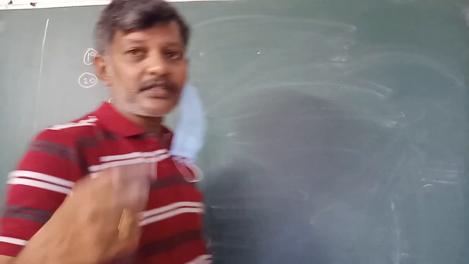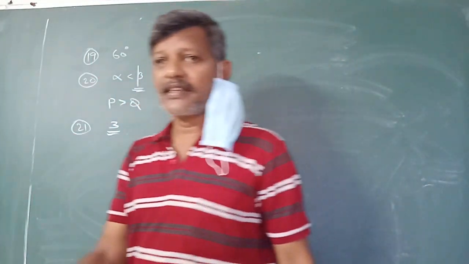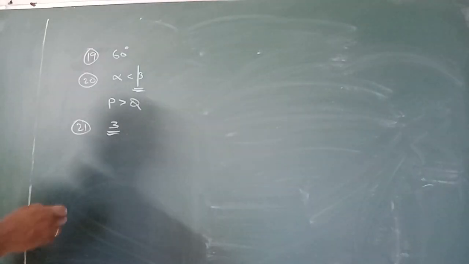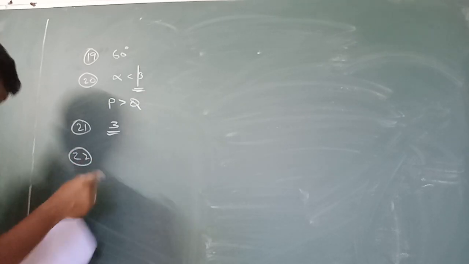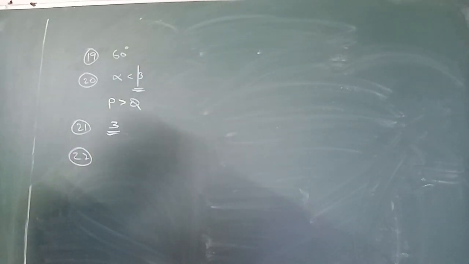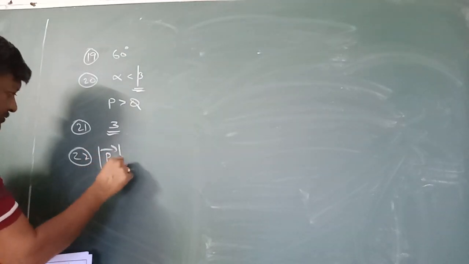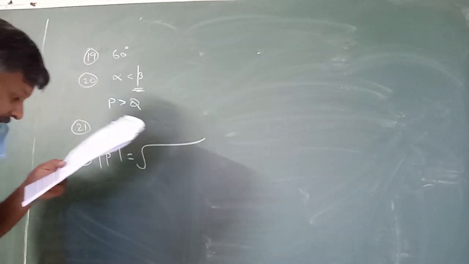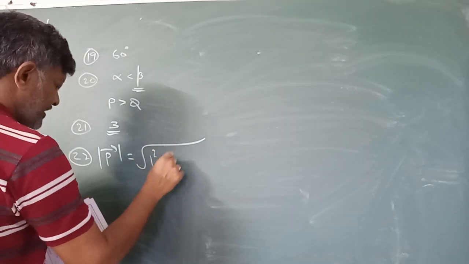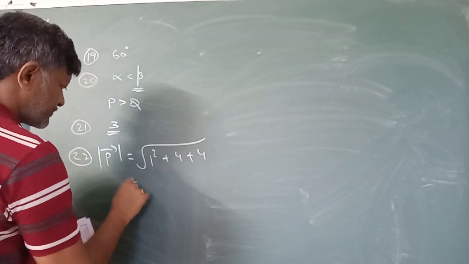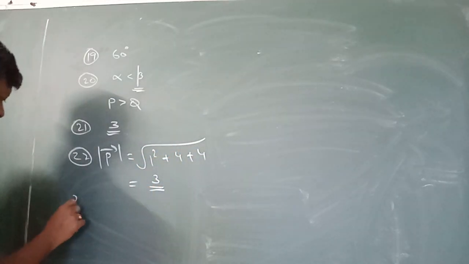We know that when 3 forces form a triangle in the same order, then the resultant is 0. 22. If P is equal to i minus 2j minus 2k, the magnitude of P bar is equal to root over 1 square plus minus 2 square plus minus 2 square, which is 9, that is equal to 3.